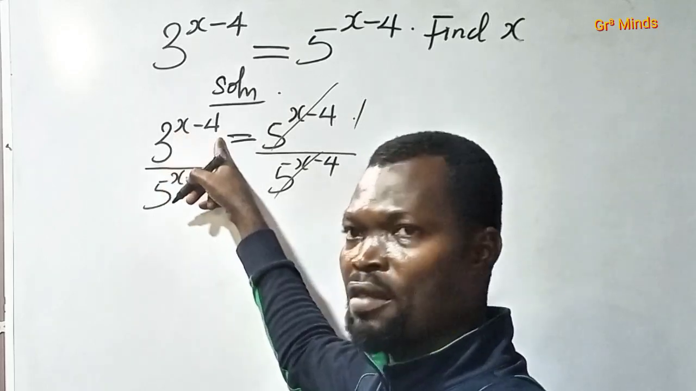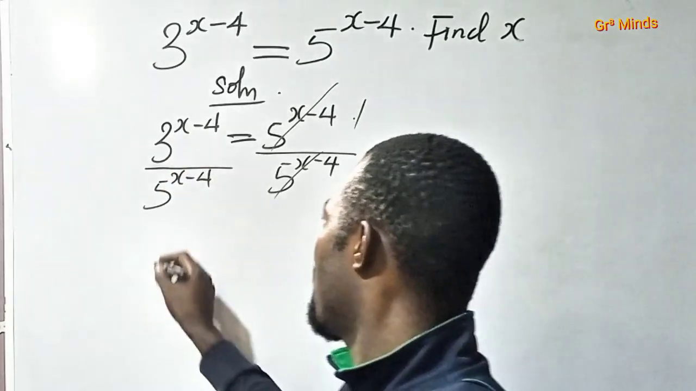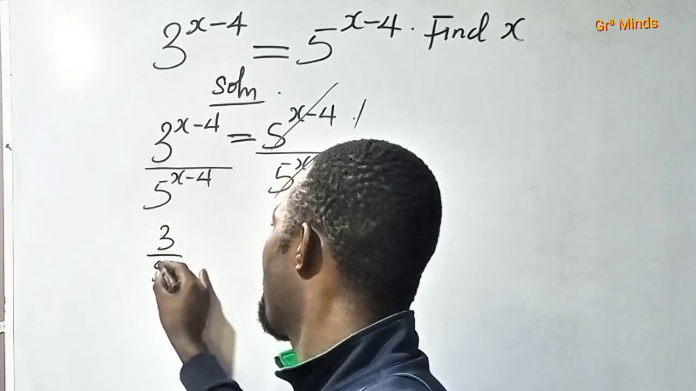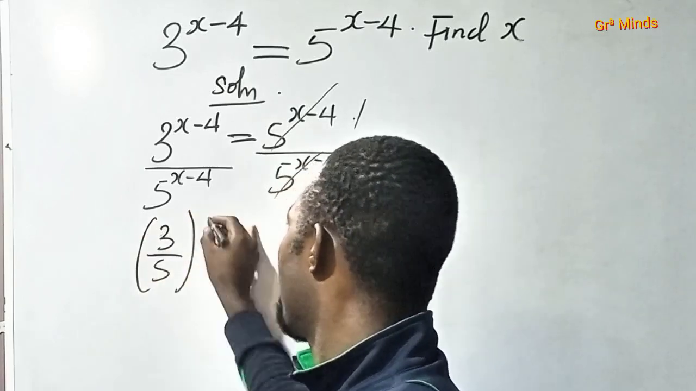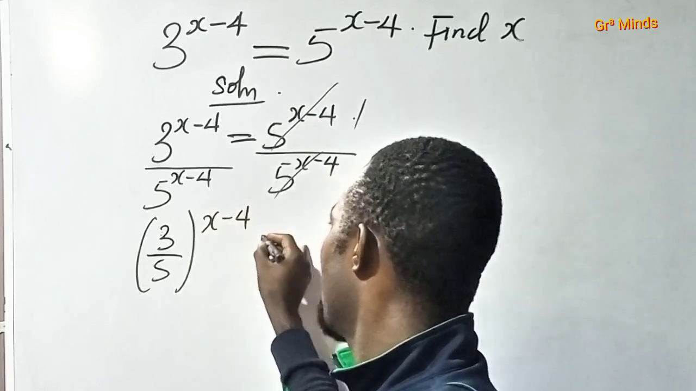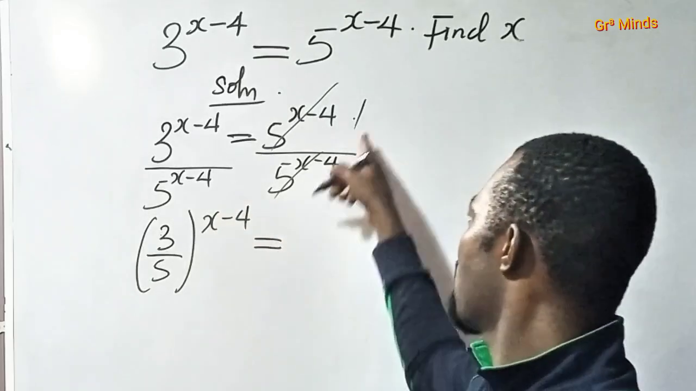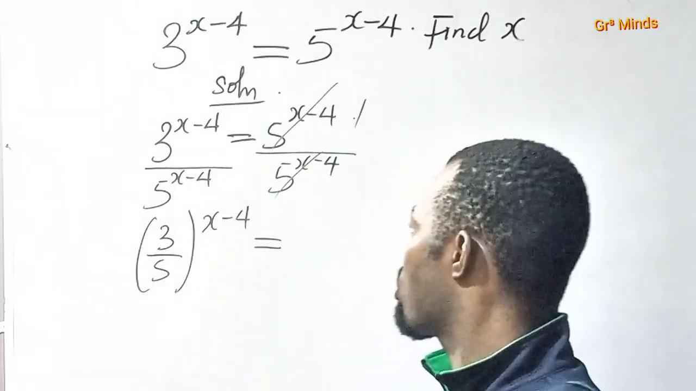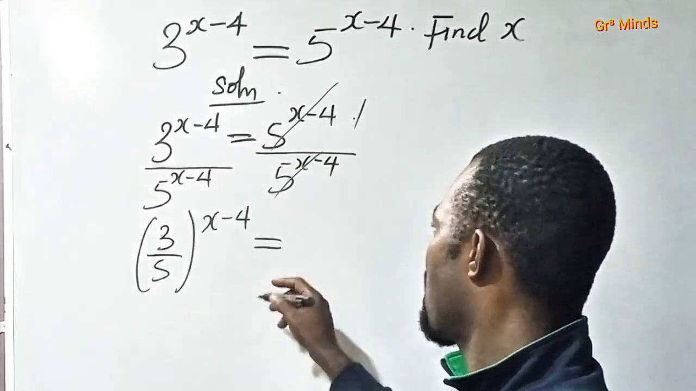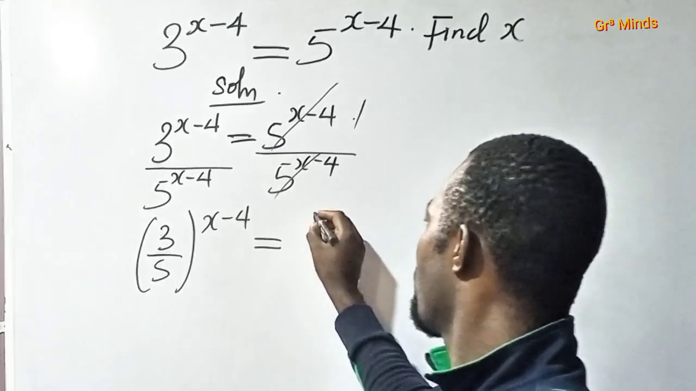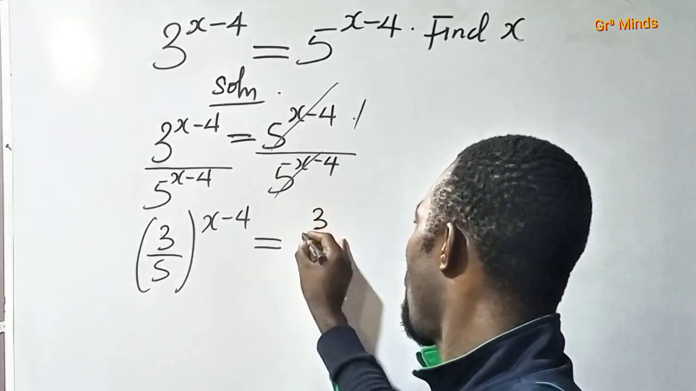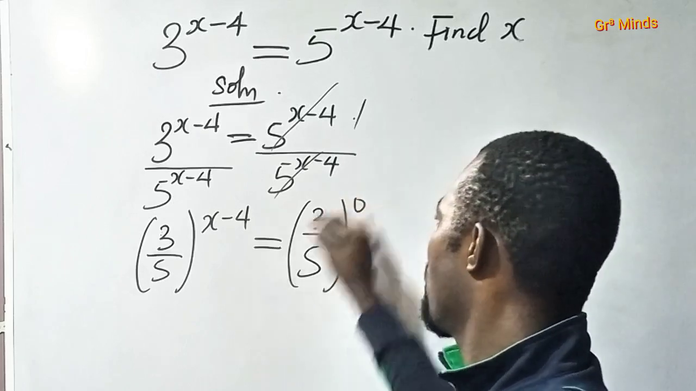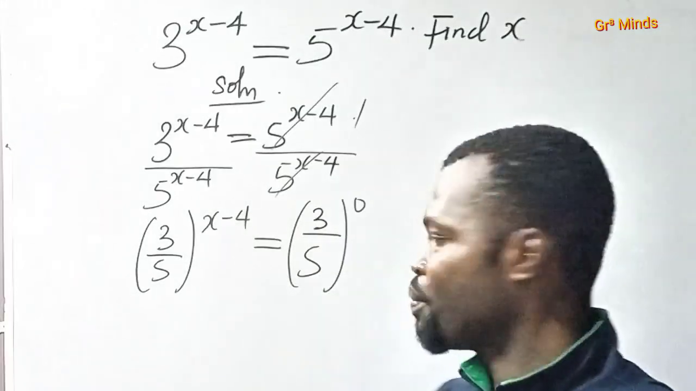Look at this. The powers are equal, so we can write 3 over 5 raised to the power of x minus 4 equals to... Now, we are going to adjust the right hand side in such a way that we have the common base. And for that to happen, we can only write 3 over 5 raised to the power of 0, which gives us 1.